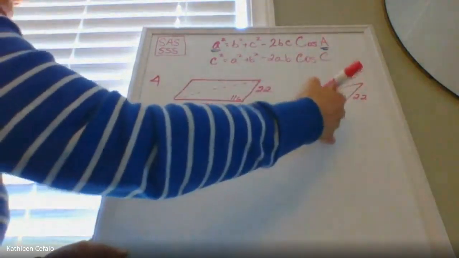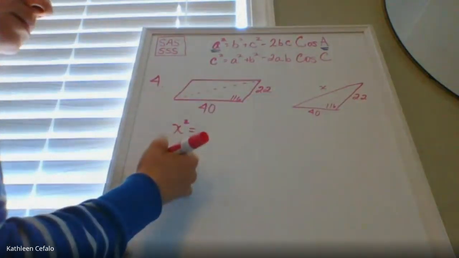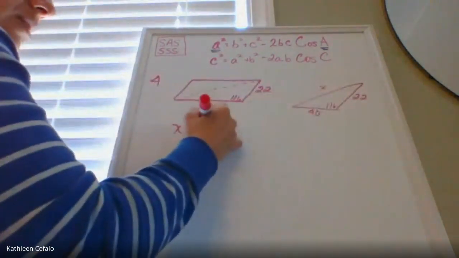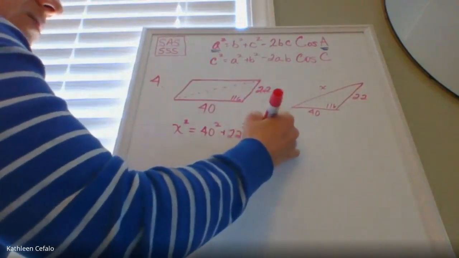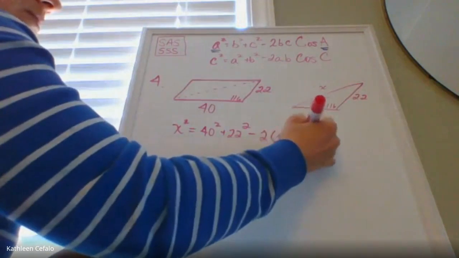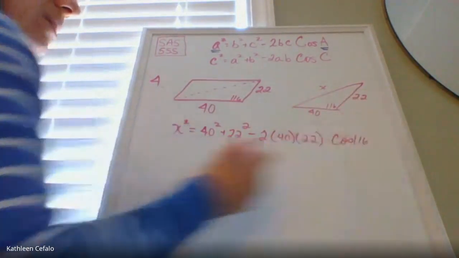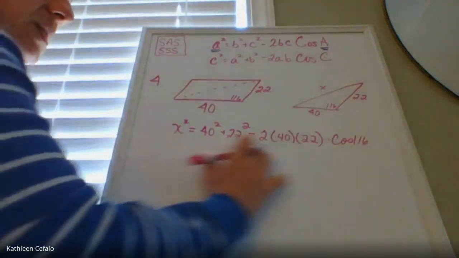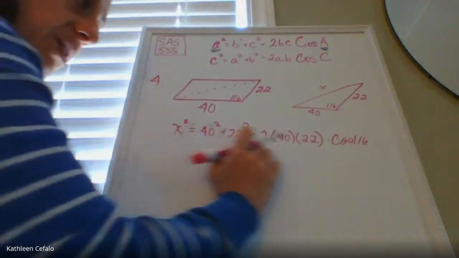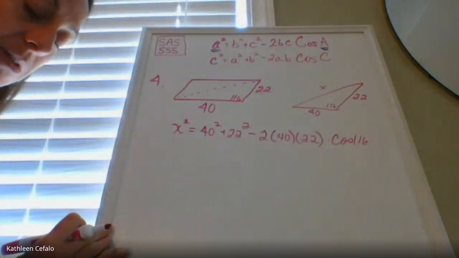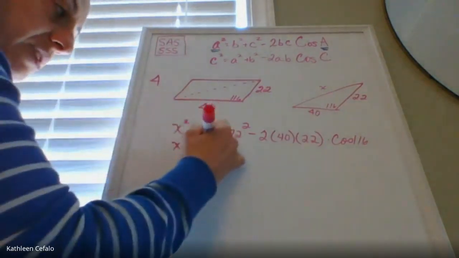So again, I'm going to start by having that side by itself. X squared is equal to, now I got my other two sides. So I have 40 squared plus 22 squared minus 2 times 40 times 22 times the cosine of 116. This is like our first problem. This was the nice one. Everything is all filled in here, my variables on the other side. So this is something you can type all into your calculator all at once. Okay, and when you do, again, depending on your calculator, just double check your answer.